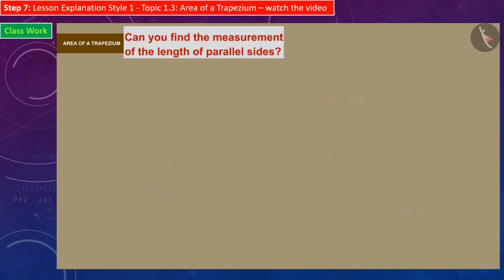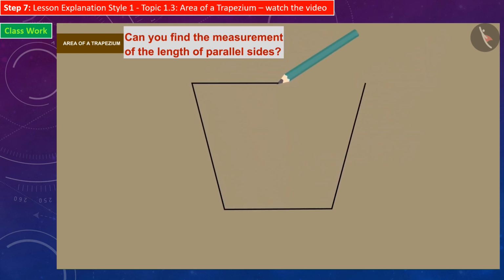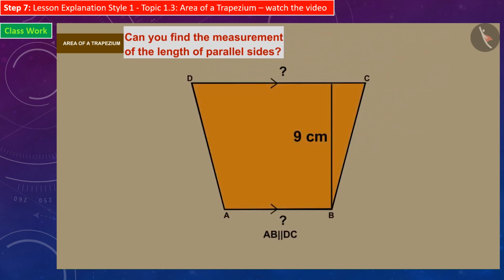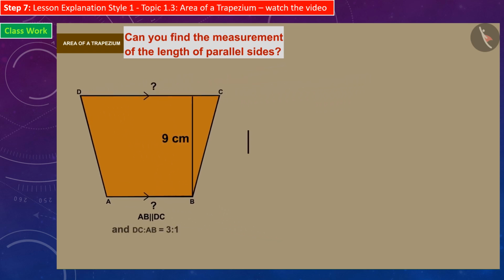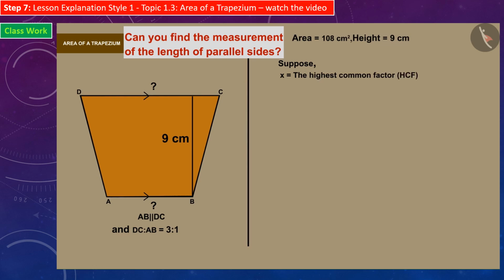So let us make an image of the pot in this way. We have to find the parallel sides of the trapezium. The parallel sides are in the ratio of 3:1. Suppose x is the highest common factor of the values of sides AB and CD. So we can say that the measurements of AB and CD are x and 3x respectively.